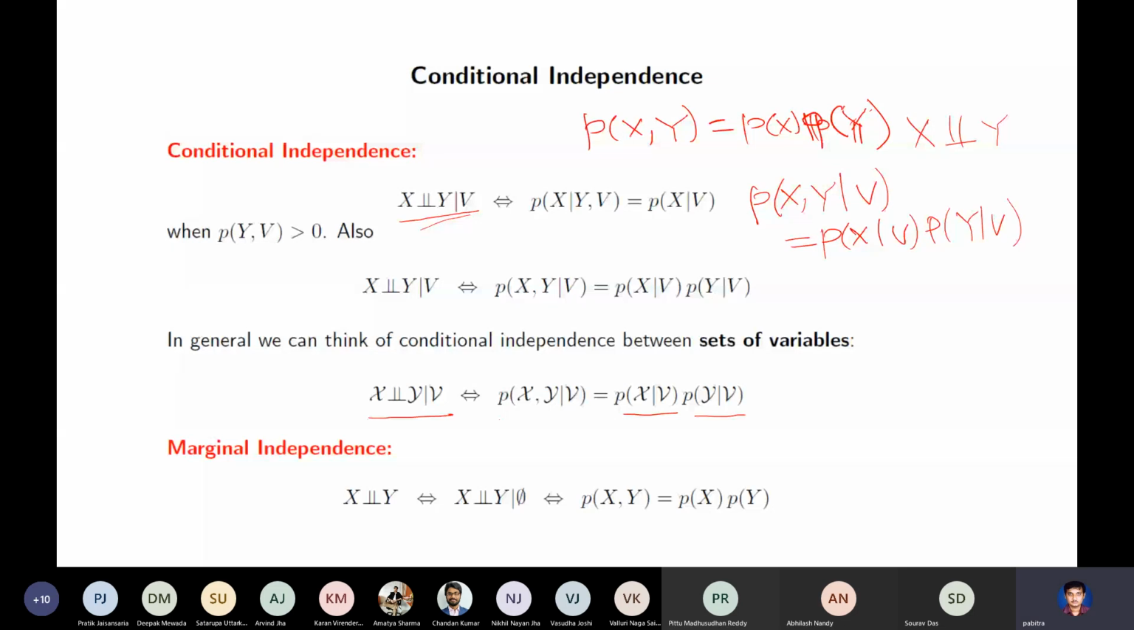And this need not be a single variable. This can be true where x is a set of variables, y is a set of variables, and v is a set of variables. And the marginal independence is a particular case of this conditional independence. We call it as given nothing. X is independent of y given nothing.